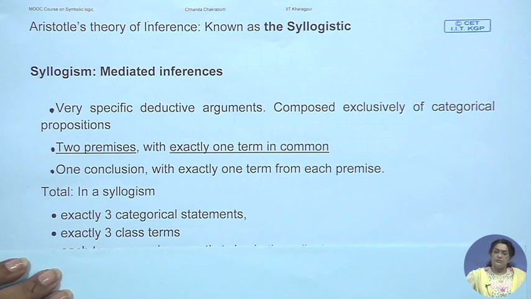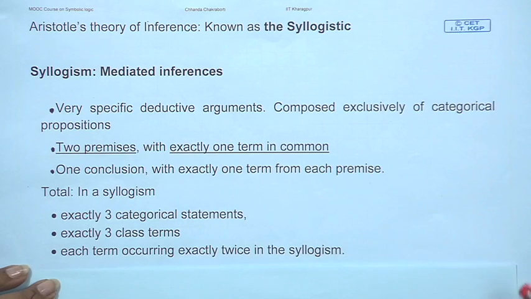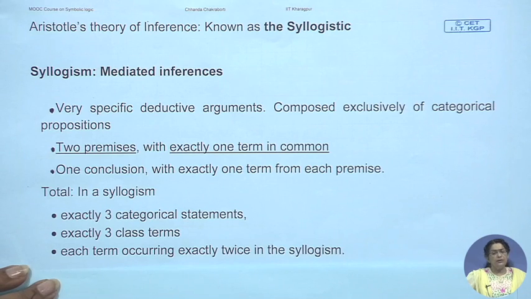How many class terms in three propositions? Three. Why? Because as I said, two premises will share one common term and the conclusion will have no new class term. So, three class terms, and as you can see the pattern, each term is going to appear twice in the syllogism, once in a premise and once in the conclusion, all right. And there will be one term that will appear twice in the premises, because the premises are going to share one common term. Get it? So, three class terms and each one is going to appear twice in the syllogism.